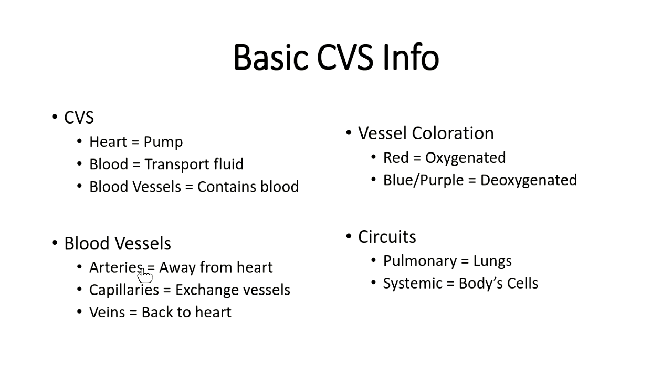Now, which ones of these are red and which ones of these are blue or purple? If I ask the class that, usually they say arteries are red and veins are blue or purple. But vessel coloration is not due to whether it's an artery or vein. There's two different circuits, right? There's the pulmonary circuit that leads us to the lungs, and there's the systemic circuit that leads us to the rest of the body's cells. So the pulmonary circuit goes to the lungs, picks up O2, drops off CO2, comes back to the heart. And then the systemic circuit takes that blood that just got recharged at the lungs and sends it out to all the cells in your body so that they can live, they can get their oxygen and undergo cell respiration.